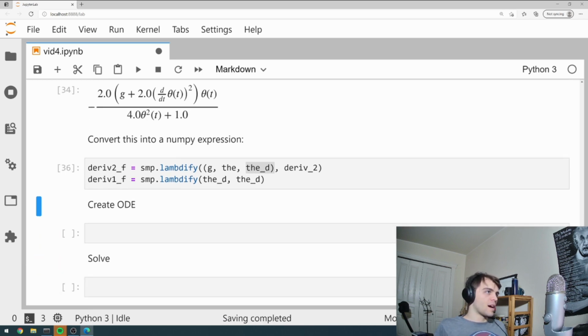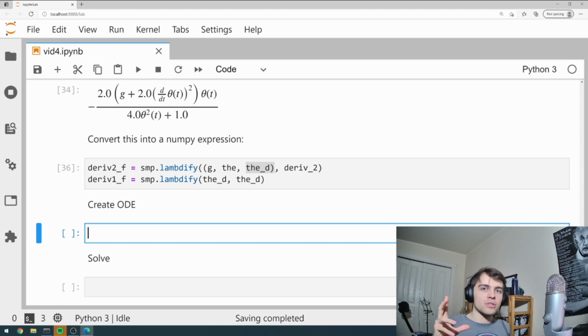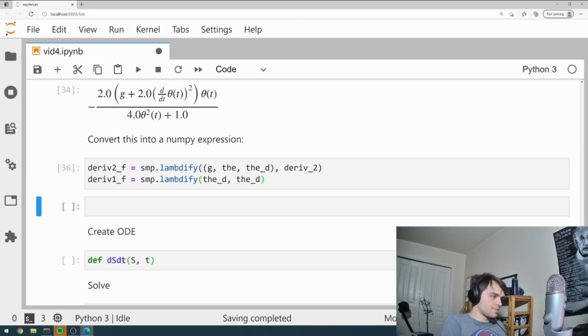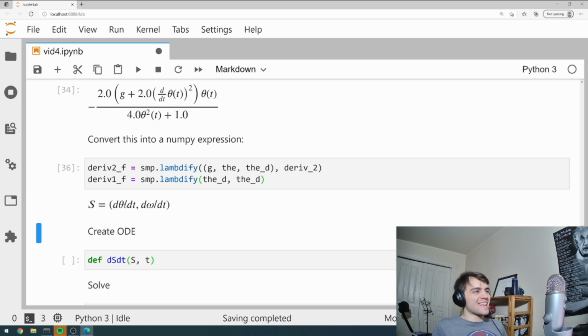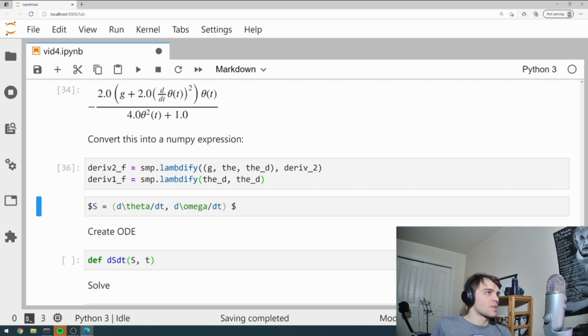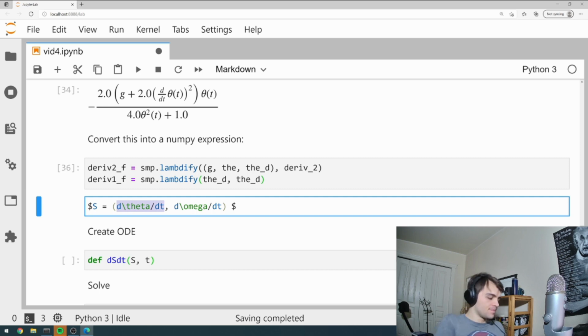So now I can set up my ODE that we'll solve in Python. I recommend you look at my earlier videos where I go over how to do this for simpler systems. So I'm going to create my system, as I always have to do in Python, and it takes in s and t. By the way, I'm defining s as a vector, and that vector is dθ/dt and dω/dt. And of course, in Python, we have to take in a function. It takes in s, which is theta and omega.